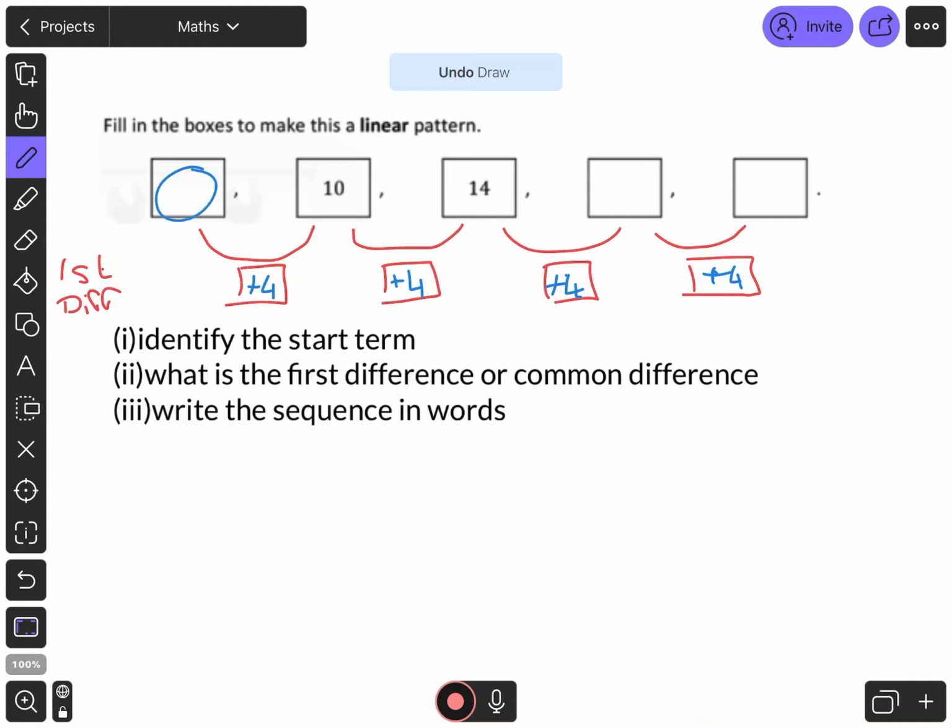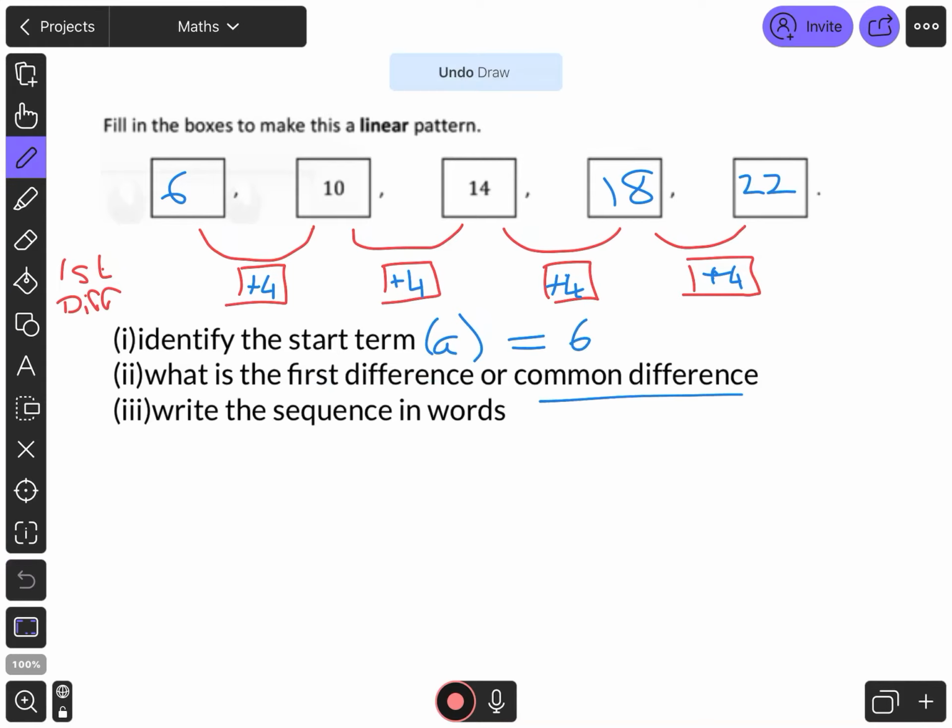So whatever I had here, I added 4 and I got 10, so that must have been a 6. I keep going, add another 4 and I get an 18, and add another 4 again and I get a 22. So I've completed my pattern and I have found my first difference as well. When I go to answer the questions below, it says identify the start term. The start term is just the first one. It's also known as A. So they can ask you to find A. So A is 6, the first one.